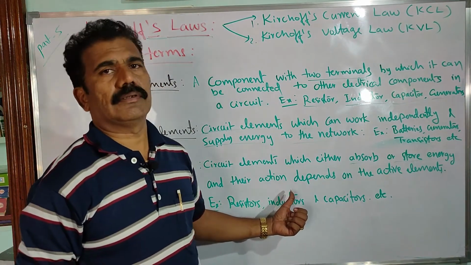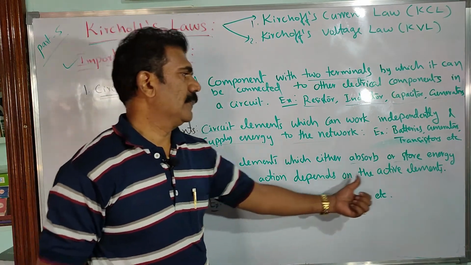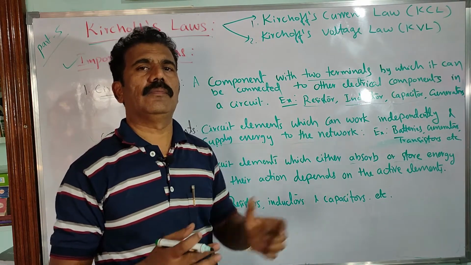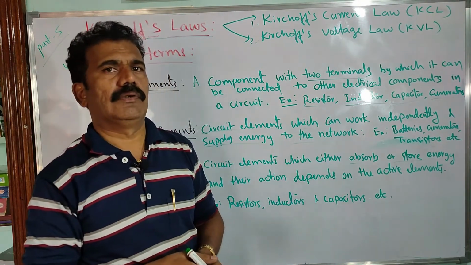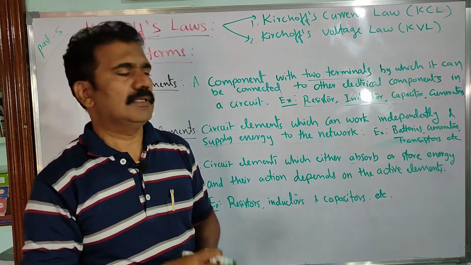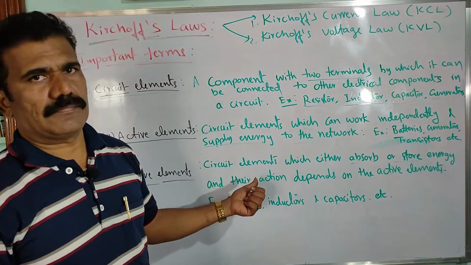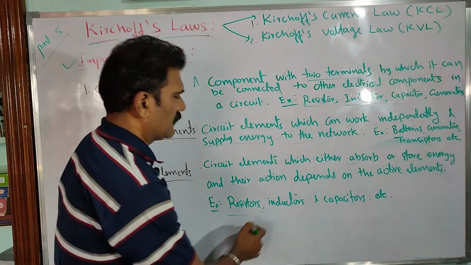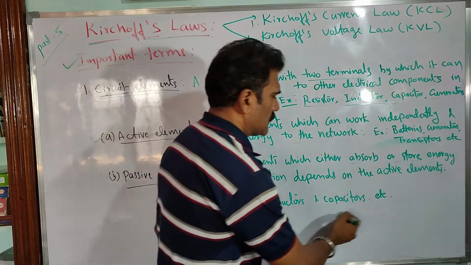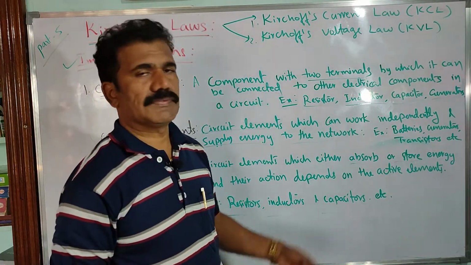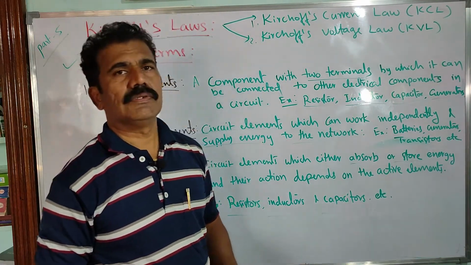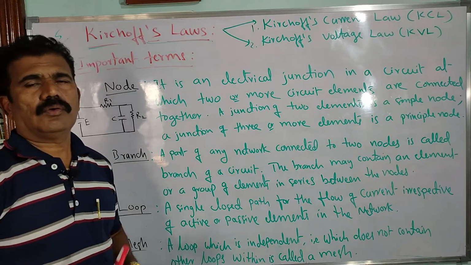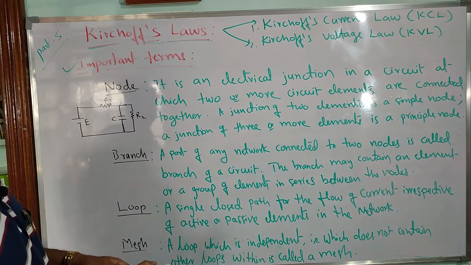And their action depends upon the active elements connected in the circuit. Depending upon how much energy is supplied by the active element, and how it is controlled, they work accordingly. So they are called passive elements. For example, resistors, inductors, and capacitors, where we can store energy in terms of charges. So they are called passive elements. Clear? Okay, now look at some more important terms here.